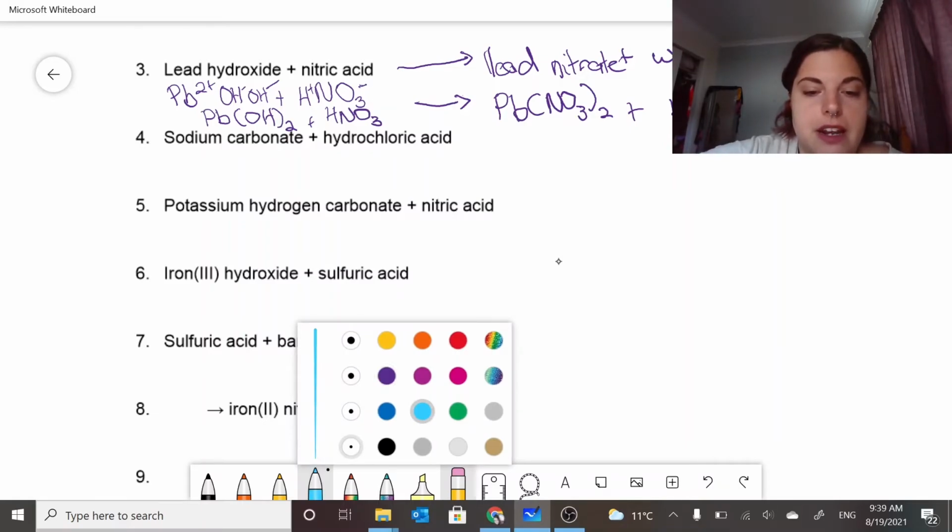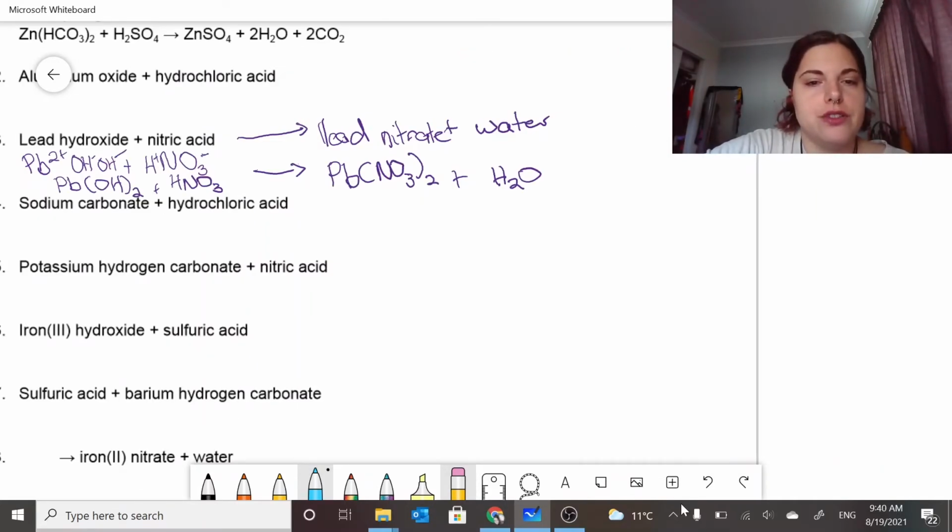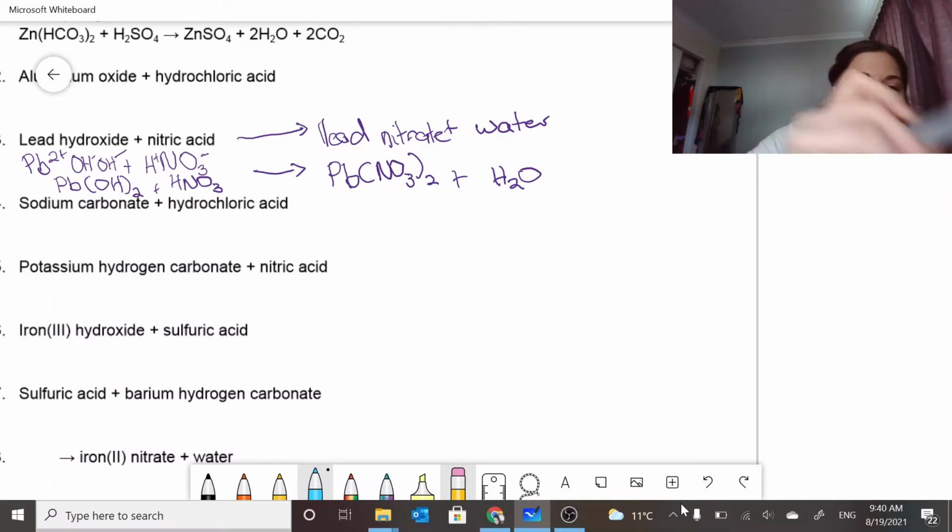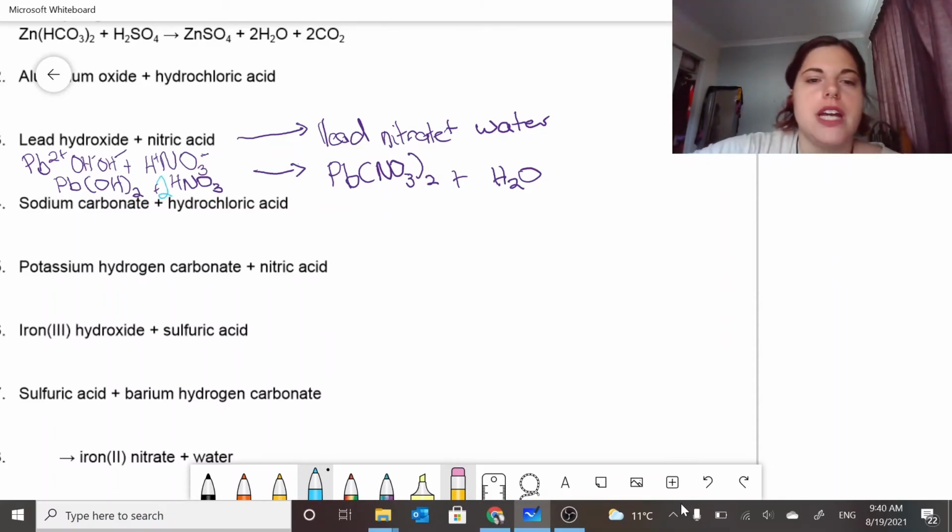So I'm going to change pen color. On this side, we've got 1 lead, 1 lead. Awesome. On this side, however, we've got 2 nitrates, and we want to balance it out. We have got 2 nitrates on one side, 1 nitrate on the other side. So that's the first thing that we're going to change. We're going to make it so that there's 2 nitrates on each side by adding a big 2 in front of the nitric acid, HNO3.